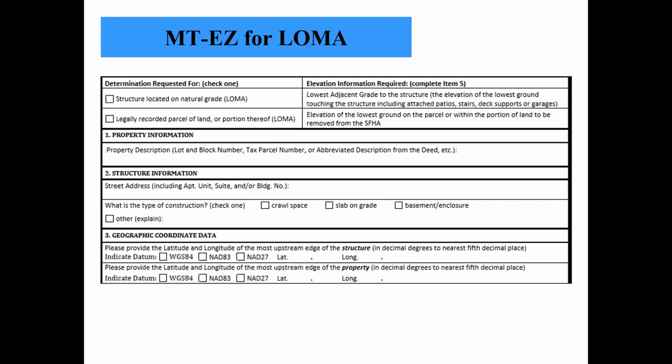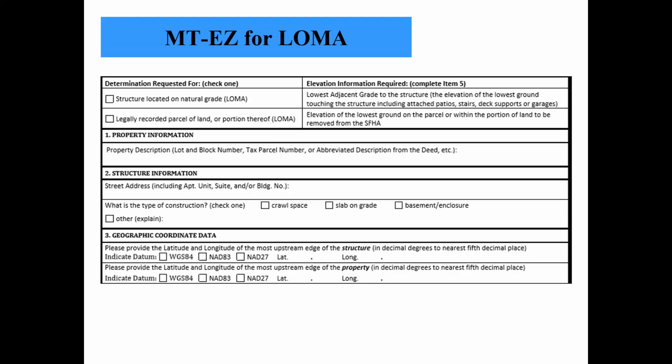So we're just determining for one structure, the lowest adjacent grade is higher than the actual base flood elevation. So you have the structure that's located on natural grade, the legally recorded parcel of land. So either the structure or the parcel, and then what the property description is, and then structure information. It's very straightforward, and they definitely want to know what type of construction they're looking at. So there is a possibility of a pre-FIRM structure being able to have a LOMA, even if it has a basement. So we'll talk about that a little bit later.